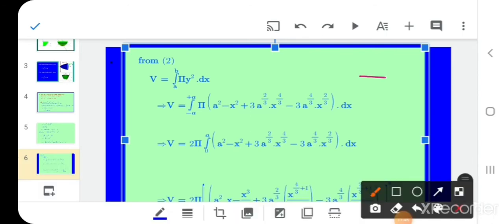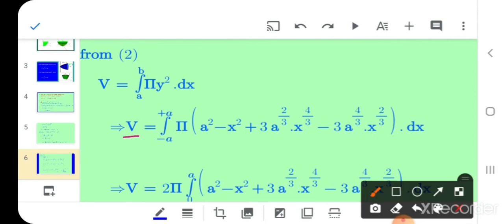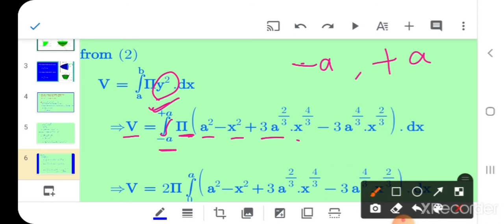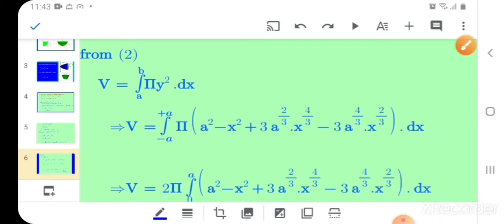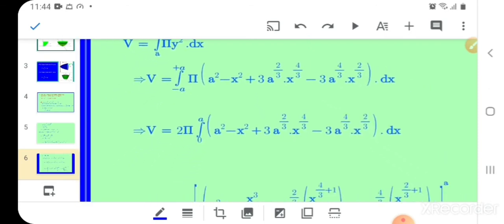See here. V equals integral. What are the limits? Minus a comma plus a are the limits. So I write integral minus a and plus a. Pi is the same. What is the y square value? A square minus x square plus 3a power 2 by 3 x power 4 by 3 minus 3a power 4 by 3 x power 2 by 3 dx. Now I substitute all the values. Then what do we do here? Integration. Before going to integration, I write constants outside, then I integrate.